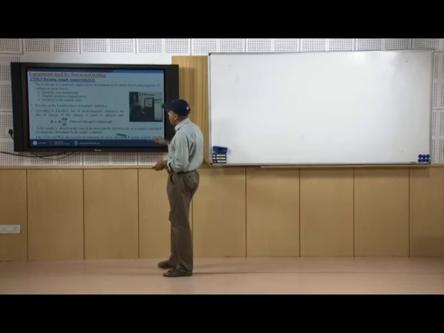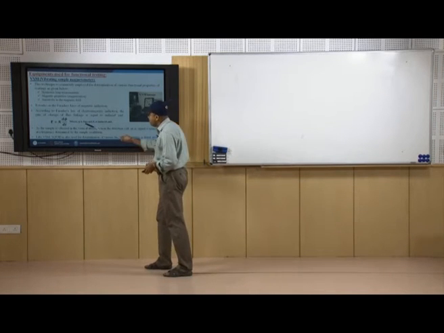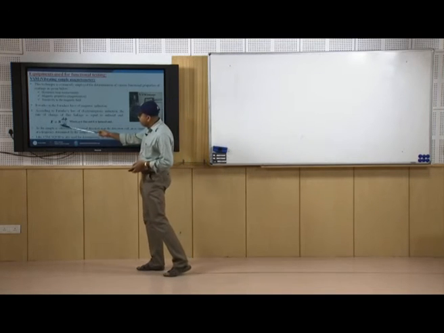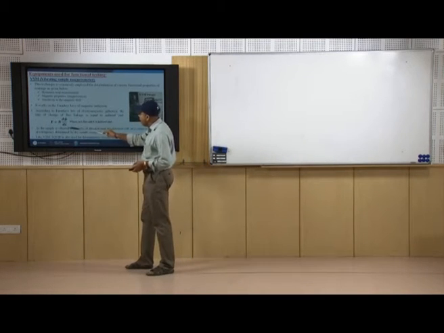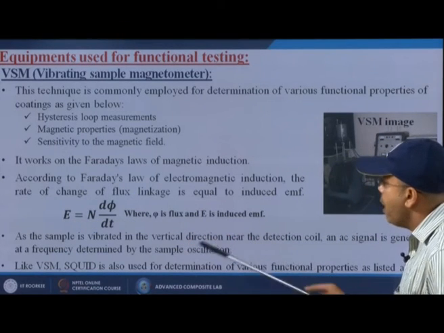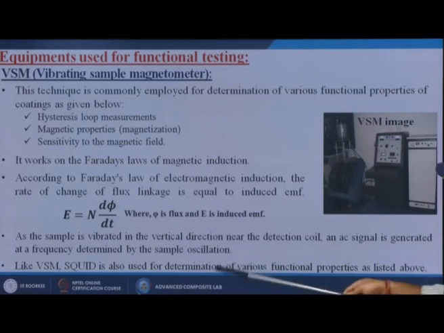Then it works on Faraday's law of magnetic induction. According to Faraday's law, which is very well known, for electromagnetic induction, the rate of change of flux linkage is equal to the induced EMF. The equation looks like this, where E is the induced EMF, phi is the flux, and N is the number of turns. As the sample is vibrated in the vertical direction near the detection coil, an AC signal is generated at a frequency determined by the sample oscillations.